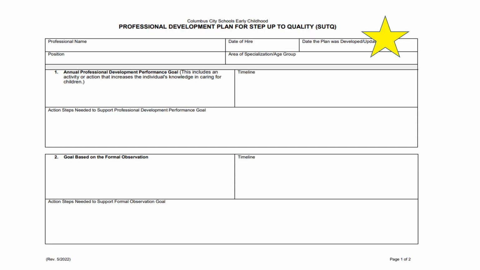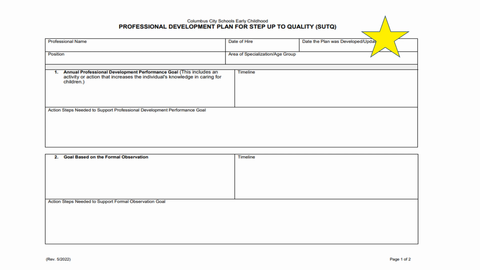Here is a sample of the form that instructional assistants will use to complete the PD plan. You will fill out the information on the top: your name, date of hire, date the plan was developed, your position, and age group you are working with. Please note on the date the plan was developed, do not put a date in this box. That date is very important, and we will talk about this on a future slide.